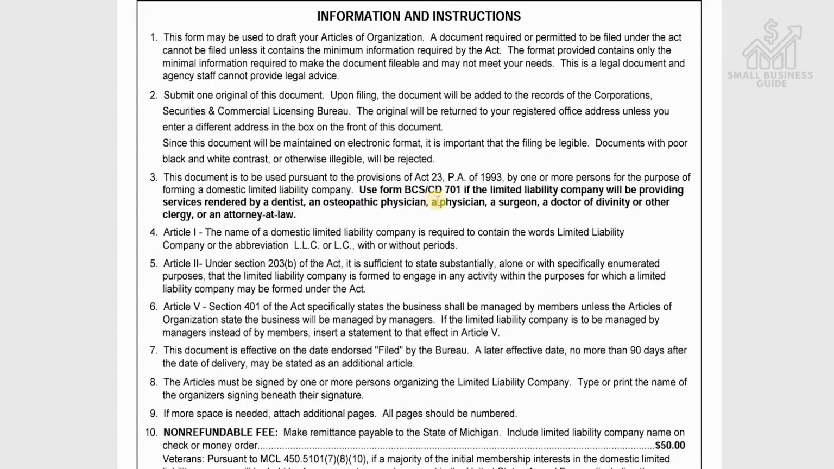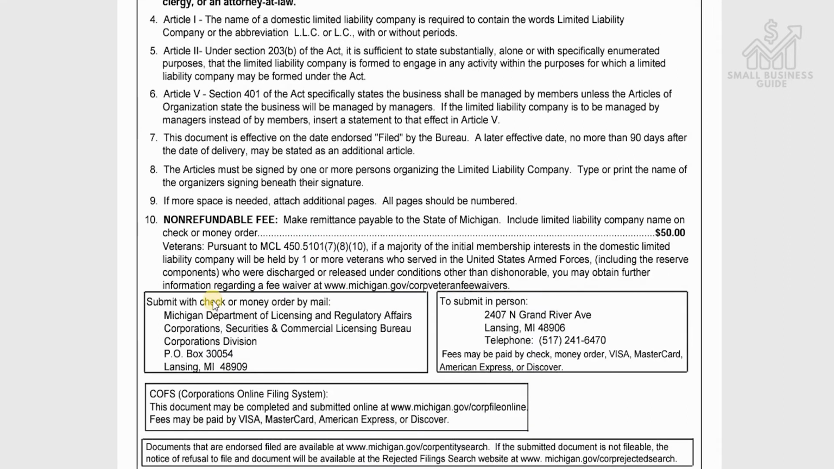You're using the form BCS/CD 701. Fifth, the limited liability company will be providing services rendered by a dentist, a physician, or a surgeon, a doctor of divinity, or other clinic or attorney at law. So you really have to understand exactly what you need to do and what your organization will be doing. You have to make sure the remittance is payable to the State of Michigan, which includes the limited liability company name on the check or money order of $50. So that's what it's going to cost you.